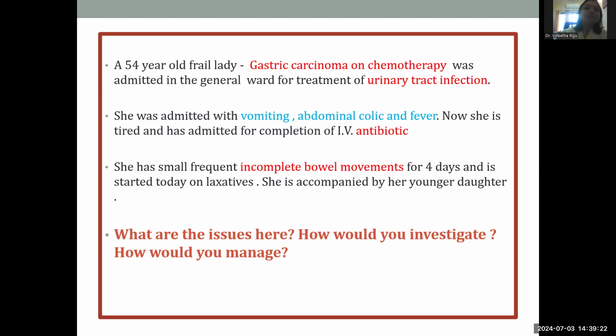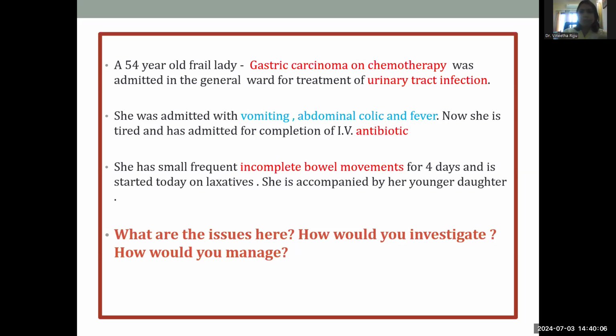Okay, so here is a 54-year-old lady. She's a very frail lady with gastric carcinoma on chemotherapy and was admitted in the general ward for treatment of UTI. She is admitted with complaints of vomiting, abdominal colic, and fever. She is very tired and is admitted also for completion of her IV antibiotic. Now, she is also having small, frequent, incomplete bowel movements for 4 days and has been started on laxatives. She is accompanied by her younger daughter.